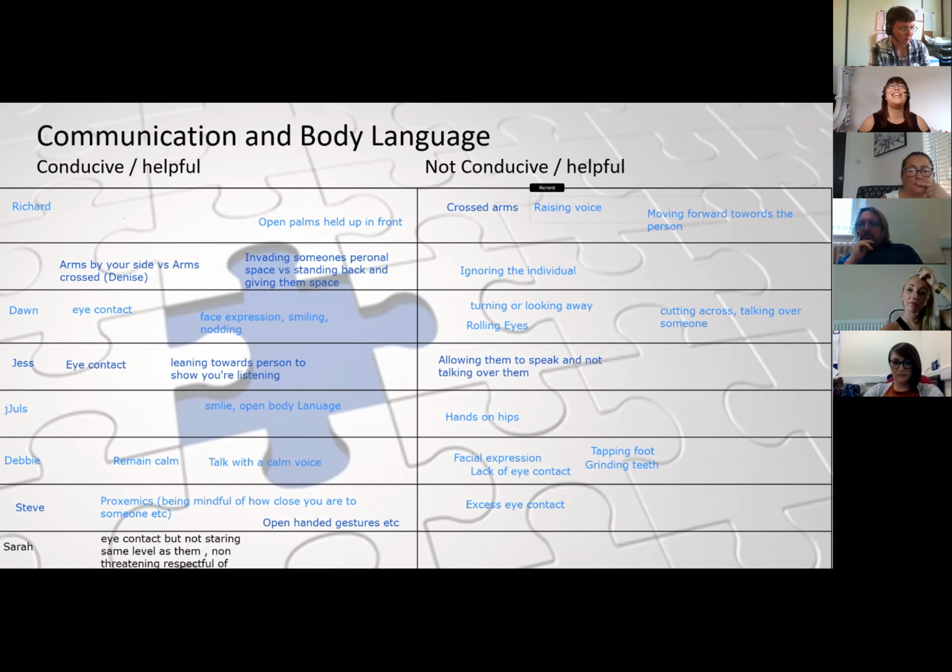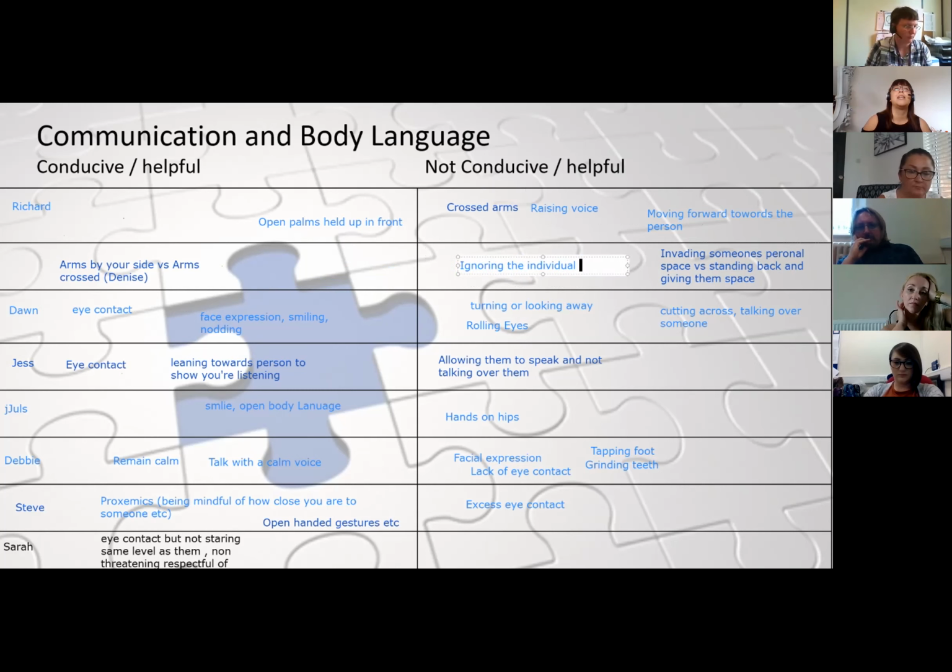Moving towards the person in their personal space, being aware of that. Absolutely. Denise says arms by your side or arms crossed. Yep. So probably, yeah, it could be comfortable, but just be aware of how that comes across. And invading someone's space, yeah, definitely. So I'll pop that in the non-conducive as well. Ignoring the individual, Rich says as well. Yeah, the last thing you want to do is ignore them, because they'll come straight after you, won't they? Dawn says positive and helpful eye contact, facial expression, smiling, nodding. Oh yes, Mrs. So-and-so, I understand what the issue is. Absolutely. Nice, sincere tone as well.